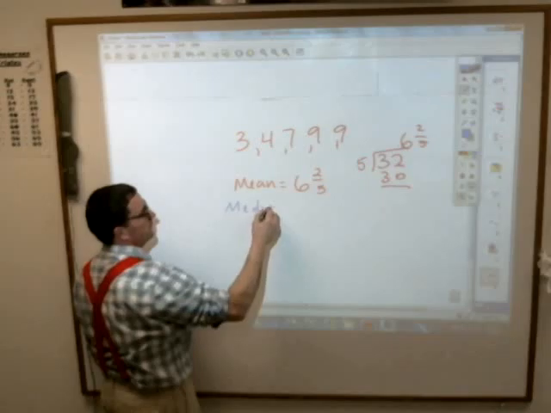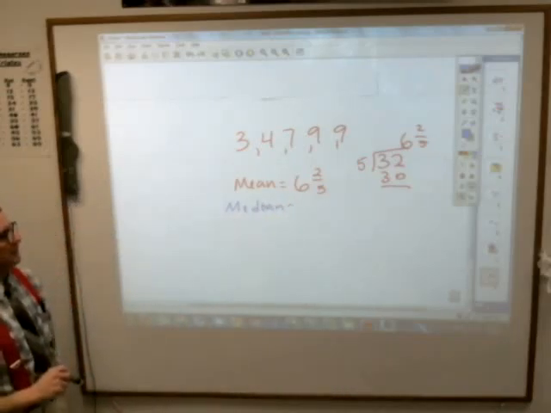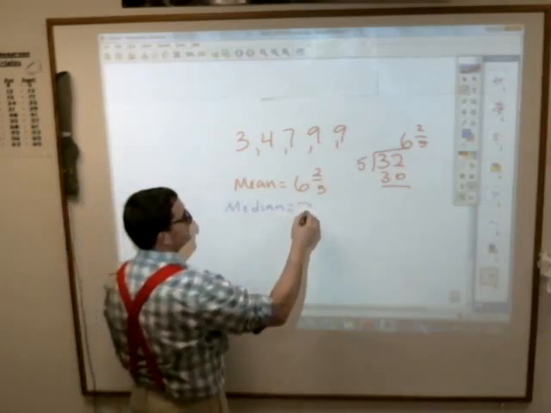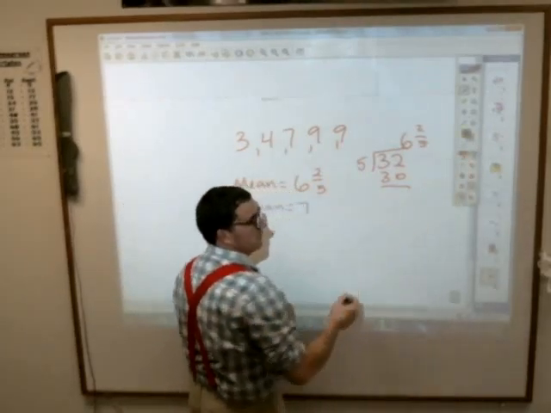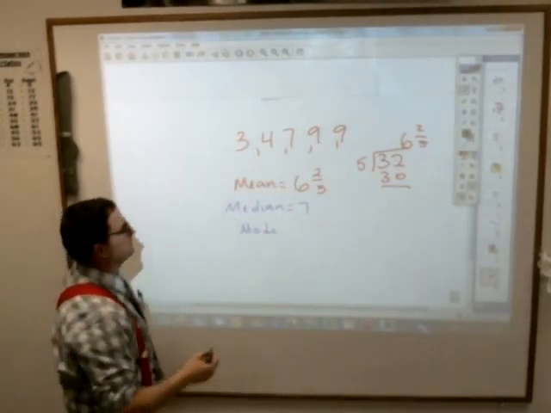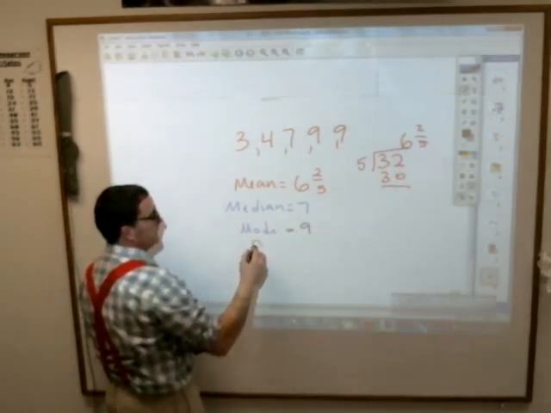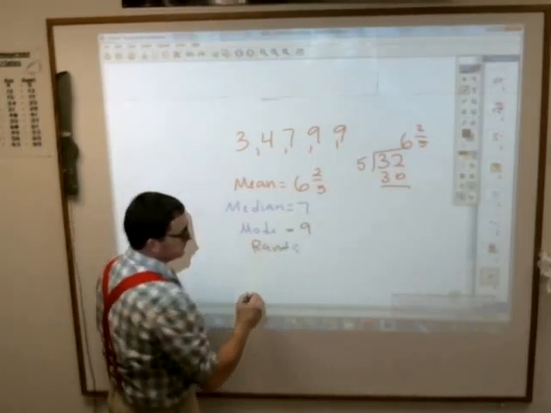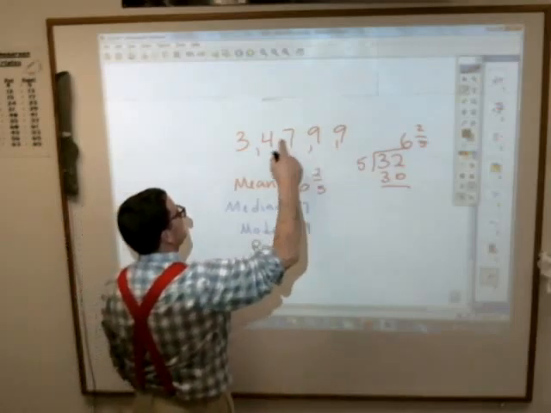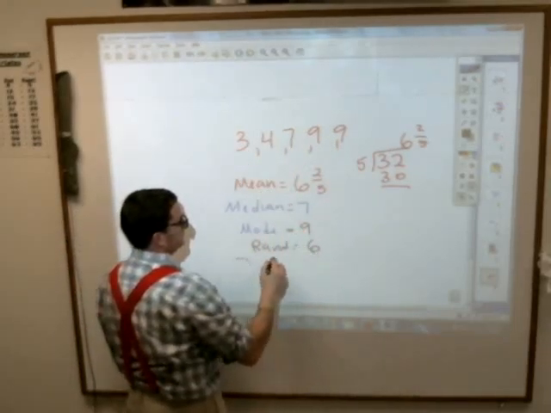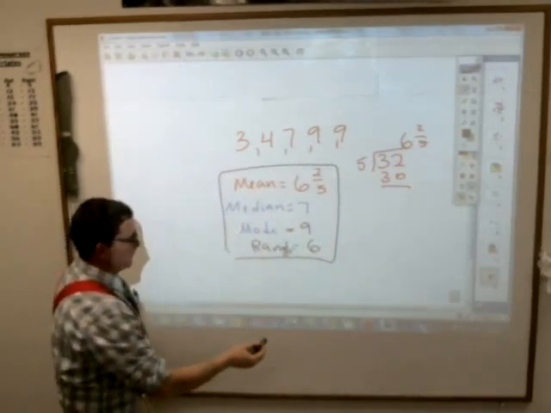How about the median? Now this one does have an exact middle. What is the exact middle of all those 5 numbers there? Alexa? 7. Correct, 7. The mode, what number appears the most? Kels? 9. Number 9. And then what is the range? The range is 6. 9 minus 3 is 6. Everybody's good with that? Yes.